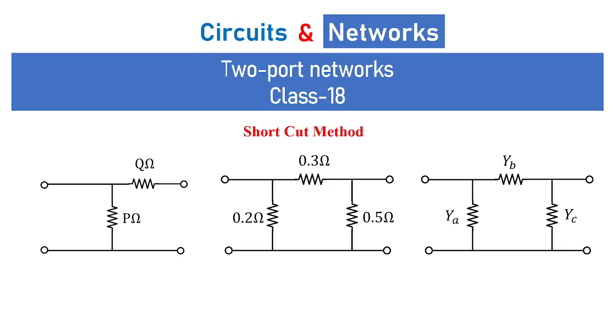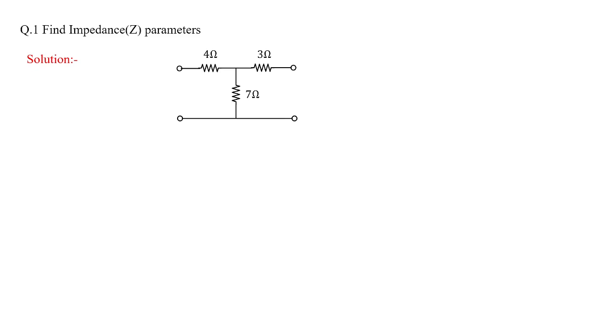In today's class 18 under two-port networks, we are going to see the shortcut method to solve the impedance, admittance, or any other network parameters. So we'll start with the first problem. Here you can see problem number one. We need to find the impedance, also known as Z parameters.